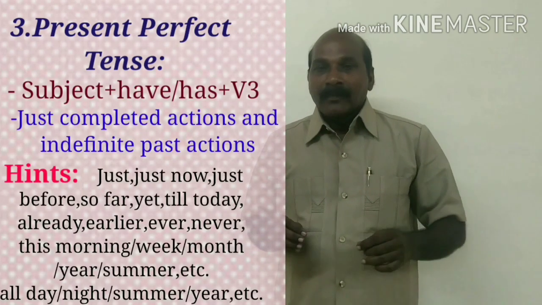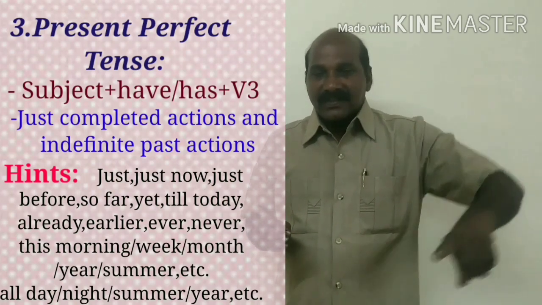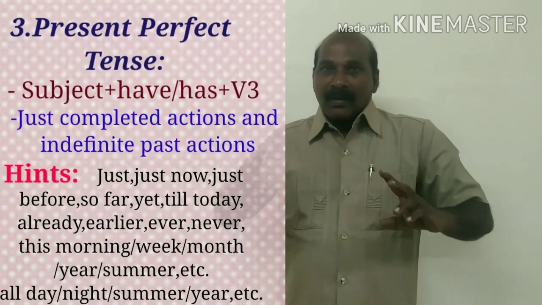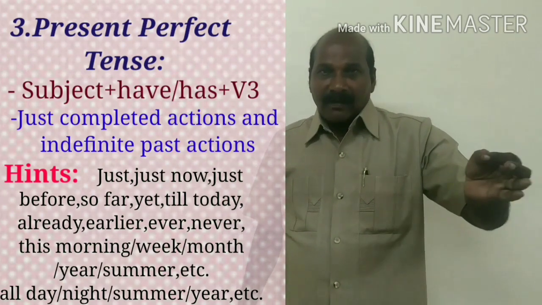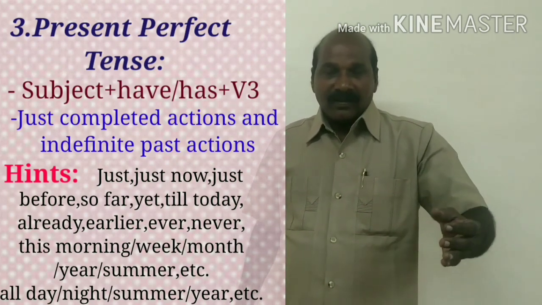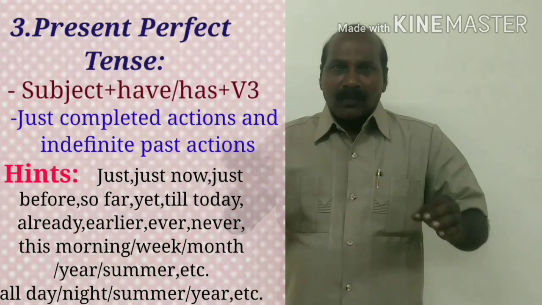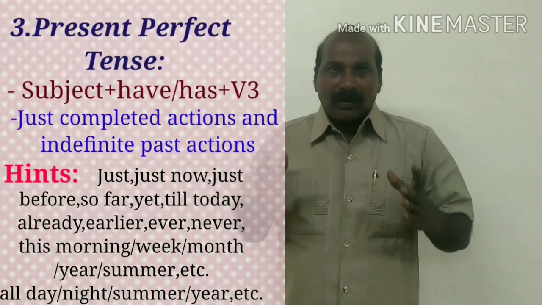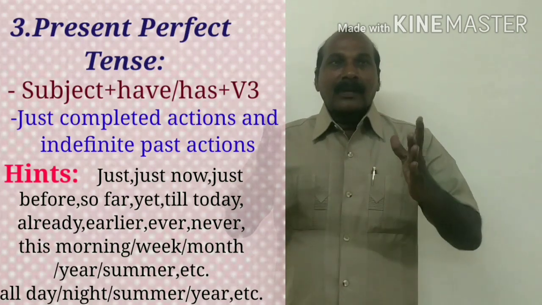For examples, I have just come in. She has just gone out. I have already watched the film. They have passed the examination recently. The dog has slept all night. I have not yet found a confidant. These are some of the examples for present perfect tense.